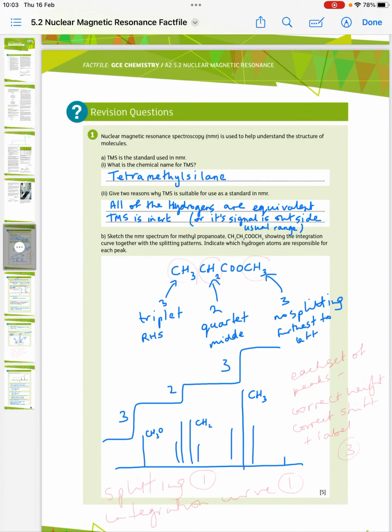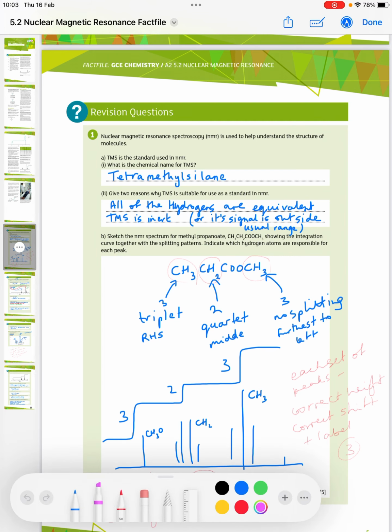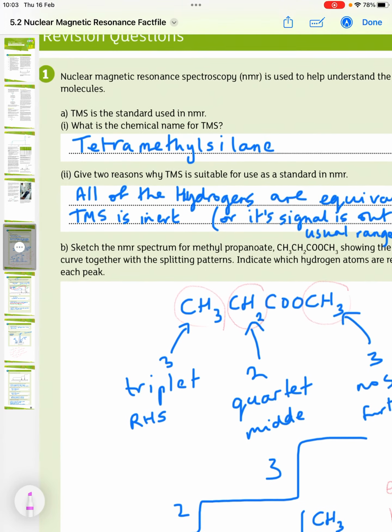Okay, this is topic 5.2 from the A2 CCEA Chemistry, and it's the answers to the fact file for nuclear magnetic resonance. So it's NMR. Question 1. Nuclear magnetic resonance spectroscopy, or NMR, is used to help understand the structure of molecules. TMS is the standard used in NMR. What is the chemical name for TMS?